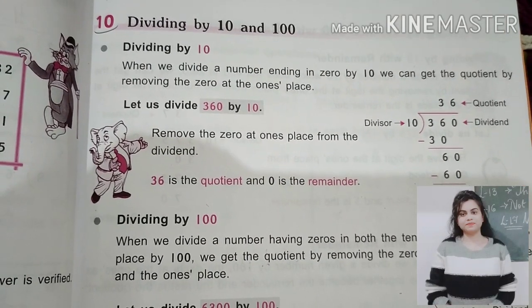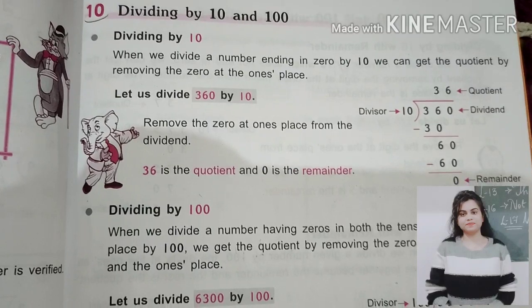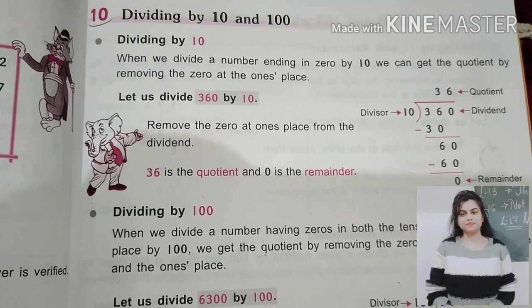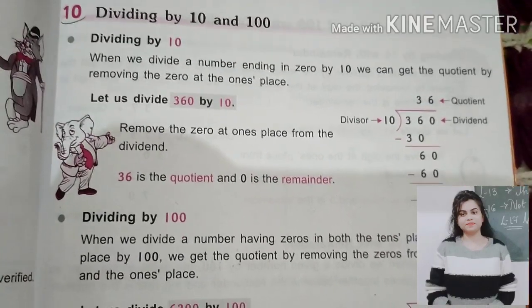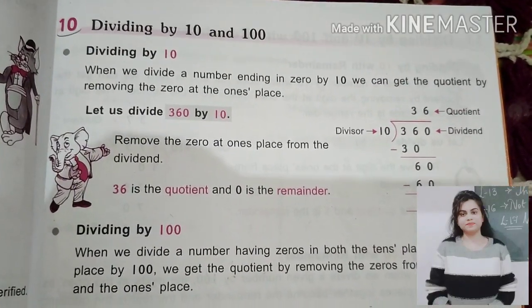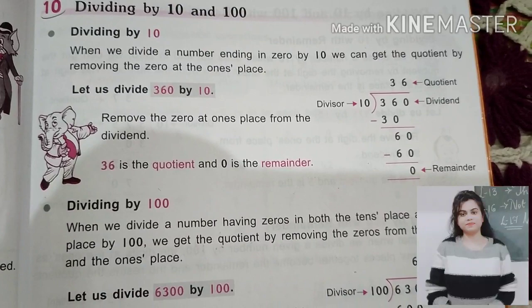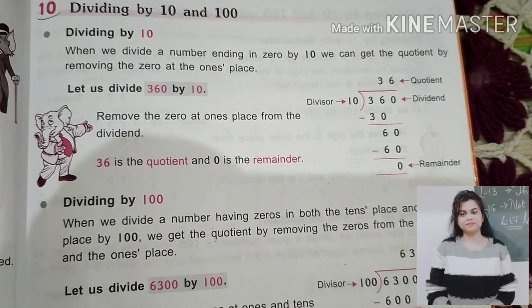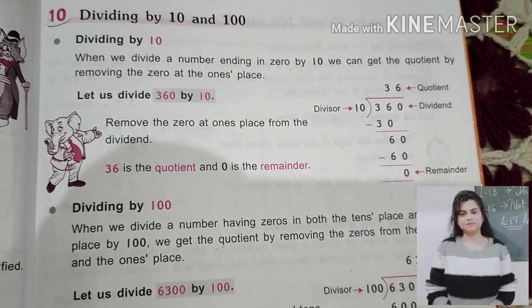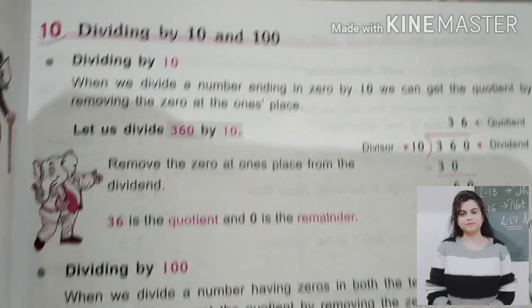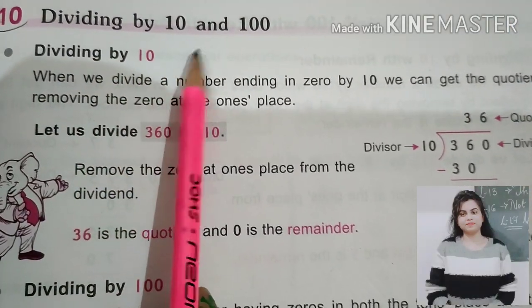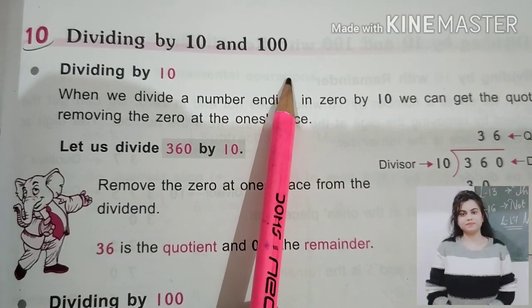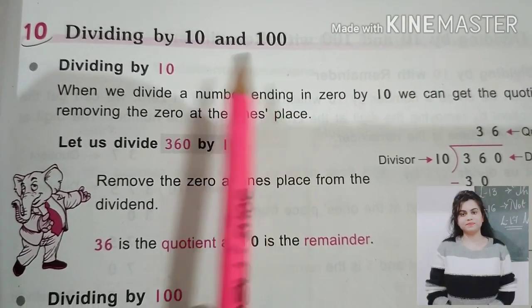Today we will solve page number 71, 72 and 73 of your divide chapter. Okay. So you have learnt how to divide, how to find quotient, remainder and check your answer in your last video. Right. Today we will solve dividing by 10 and 100. How to divide by 10 and 100.